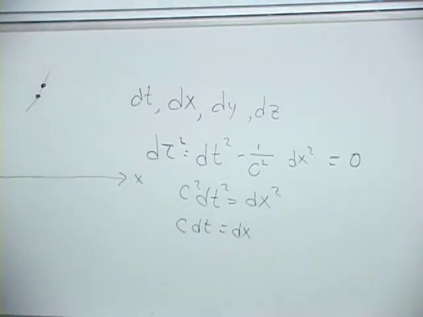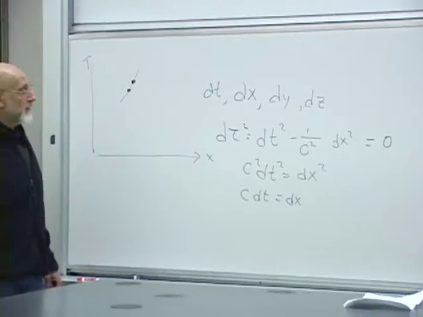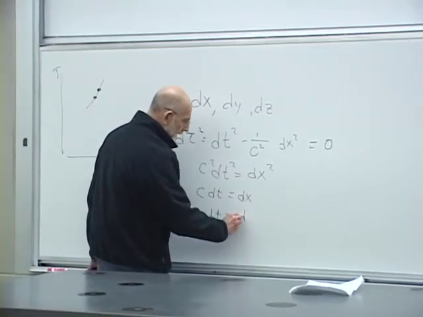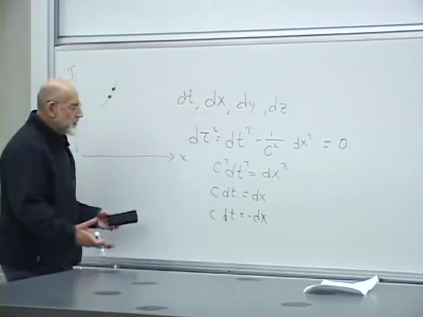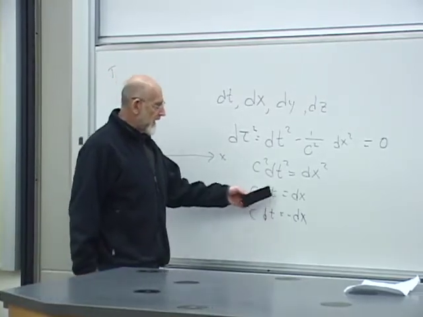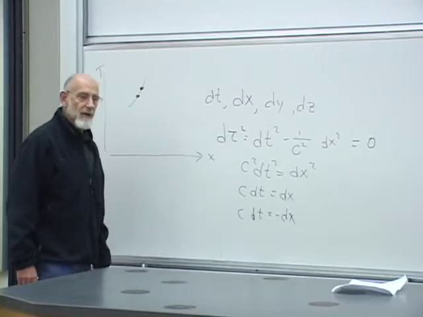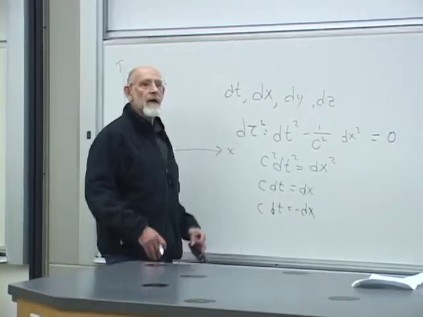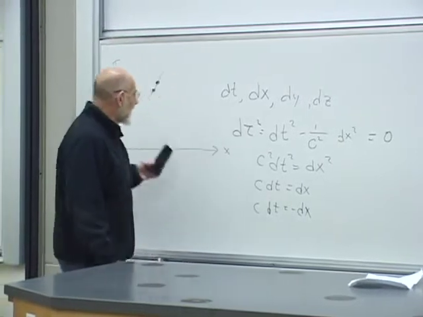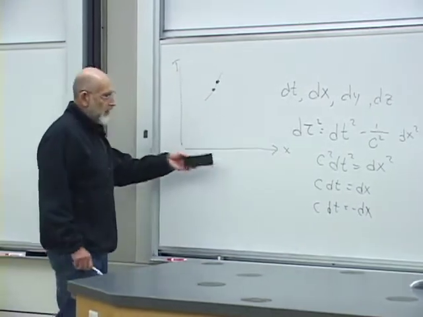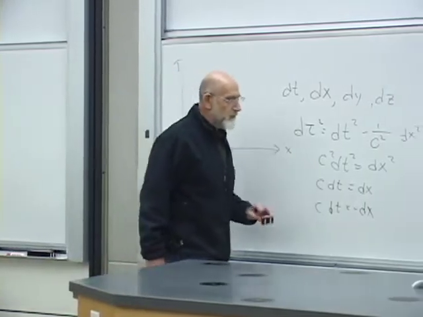Or, what's the other possibility? Or c dt is minus dx. This is just another way of saying that a light wave moves with the speed of light. That dx by dt, that's the velocity of the light ray, is equal to c, or dx by dt is minus c. One of the light rays with the plus sign moves to the right. The other light ray with the minus sign here moves to the left.